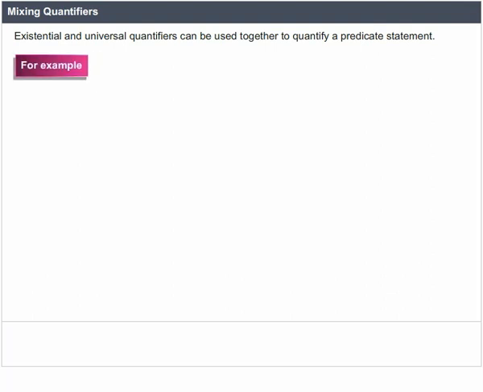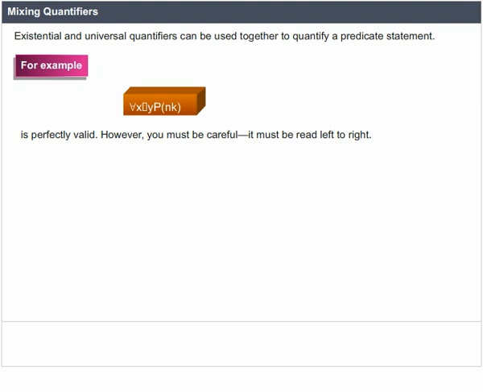Mixing quantifiers. Existential and universal quantifiers can be used together to quantify a predicate statement. For example, for every x, there exists y, P of x comma y is perfectly valid. However, you must be careful. It must be read left to right.